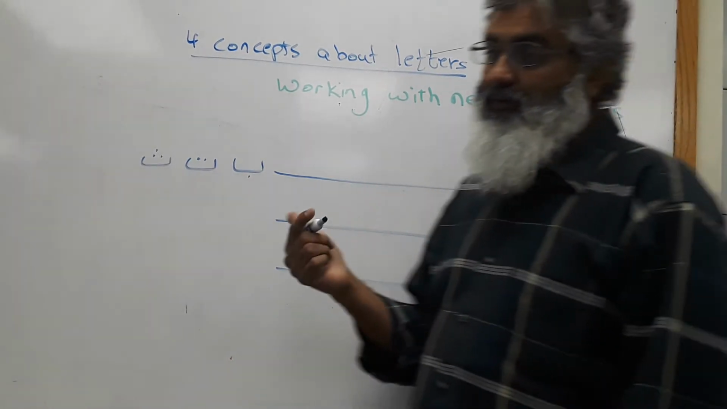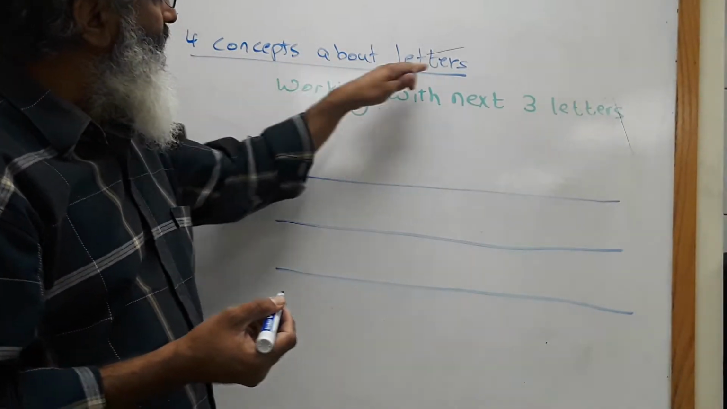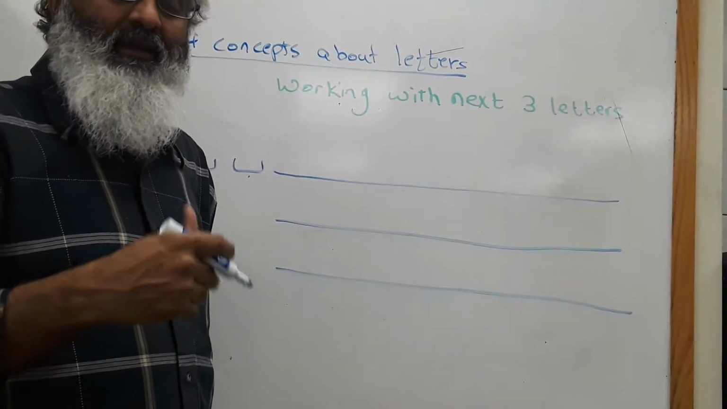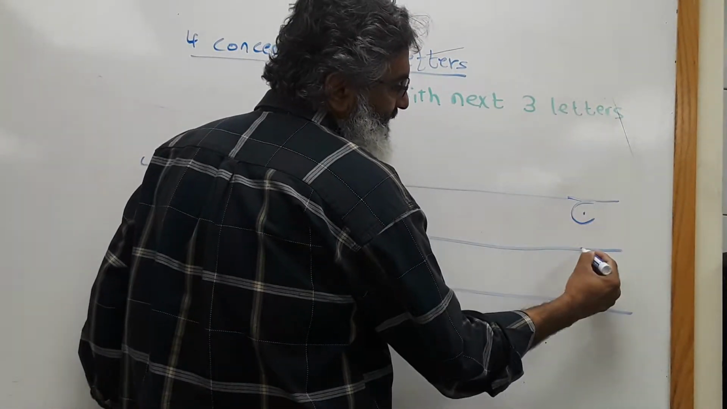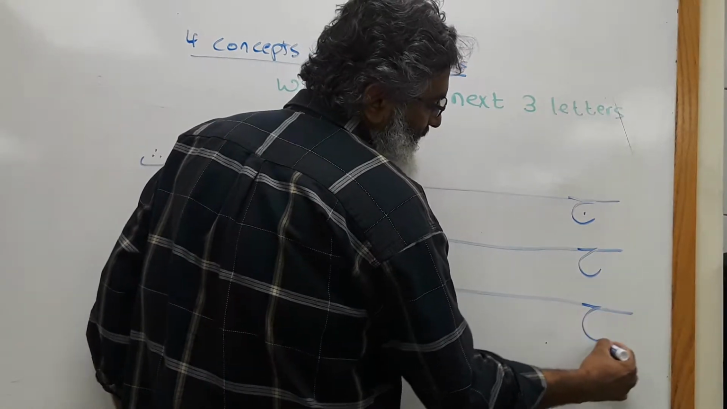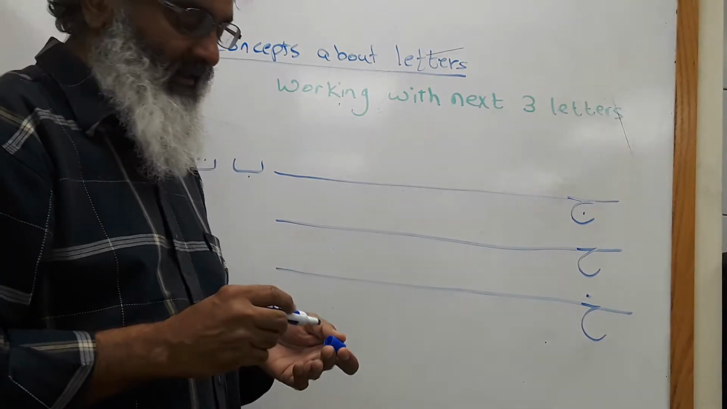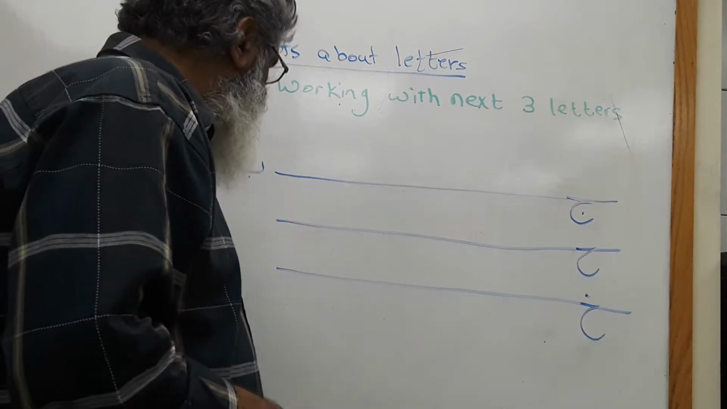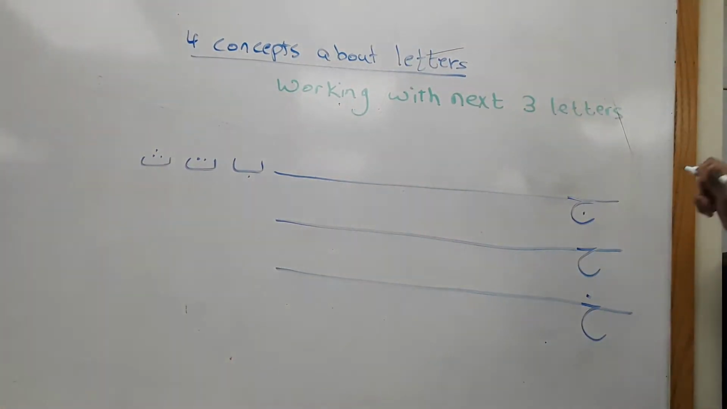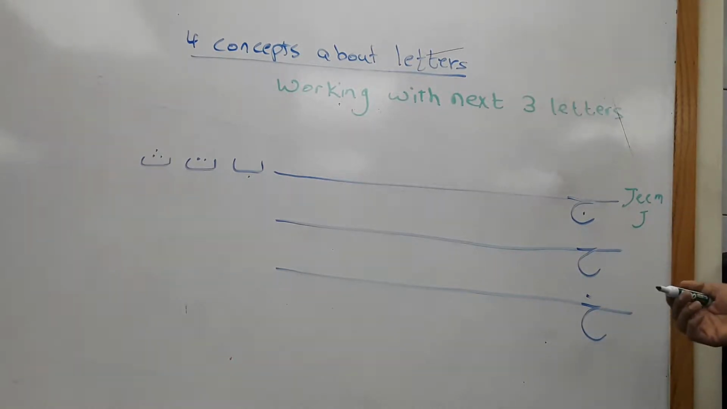The letters we are going to work on today are also important letters, and the same four concepts will be used. The benefit of these three letters which we are going to learn today is that all three letters have the same shape. So some of the things are going to be easy for us to learn, inshallah. So this letter is named Jeem, J-E-E-M, and it makes the J sound in English.